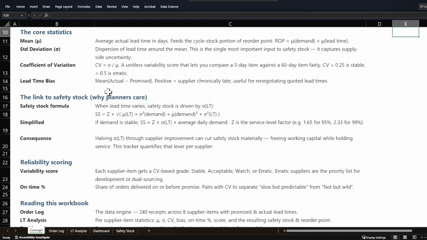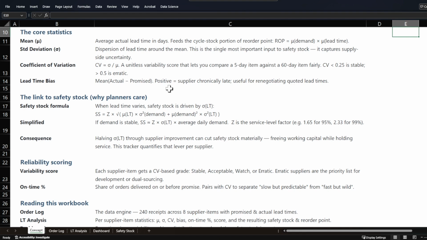Now come to the lead time bias. Bias is just the mean of actual minus promised. If the bias is positive, it means your supplier is chronically late. It is consistently delivering late. You can use this number to negotiate your contract as well, because you can say that since you are not reliable, either you can get away from that supplier or do something else.